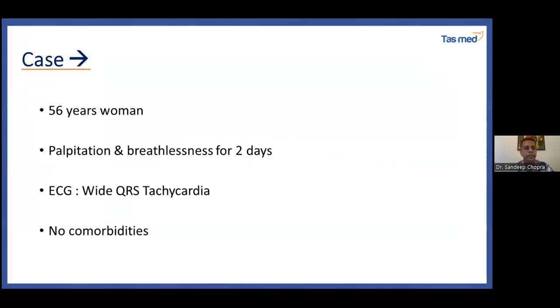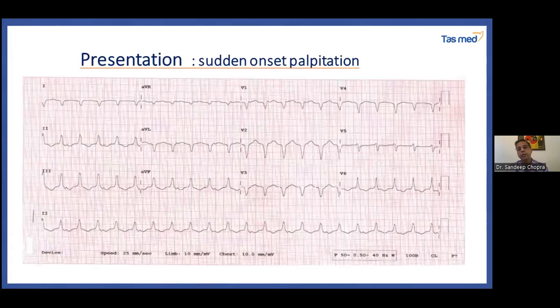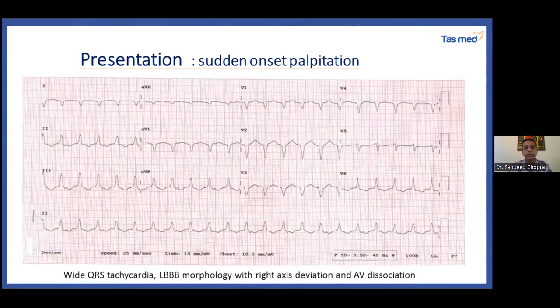So we just talk about a 56-year-old woman who came with palpitations and breathlessness for 2 days. Her ECG showed a wide QRS tachycardia. For all of us, we know that wide QRS tachycardia would mean a ventricular tachycardia. There were no comorbidities. If you look at this ECG now, the QRS is wide and not very significantly high tachycardia, but yes, it's there. So this patient got a wide QRS tachycardia with LBBB morphology and with AV dissociation.